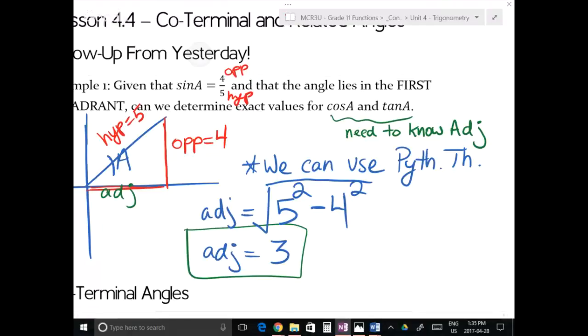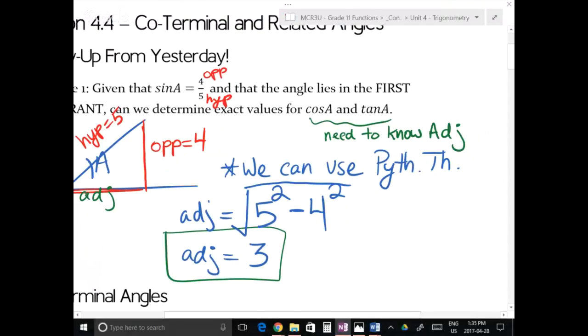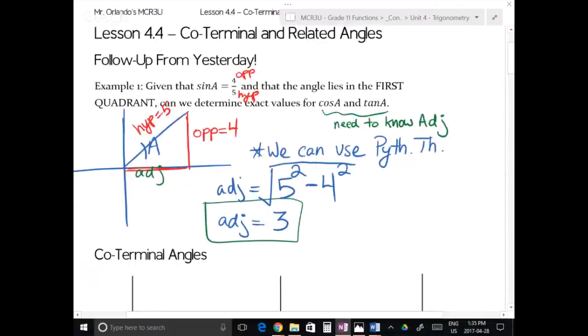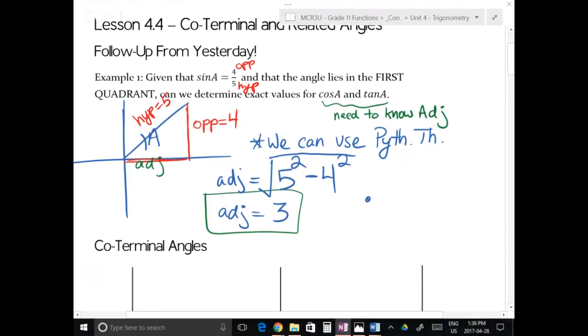So, if the adjacent is 3, can we answer this question now? I think we can. In fact, Emily, would you like to tell me what the cosine of A is? Oh, okay. Would somebody else like to tell me what the cosine of A is? I'm going to put a little therefore sign. Therefore, cosine of A is what? What do we got?